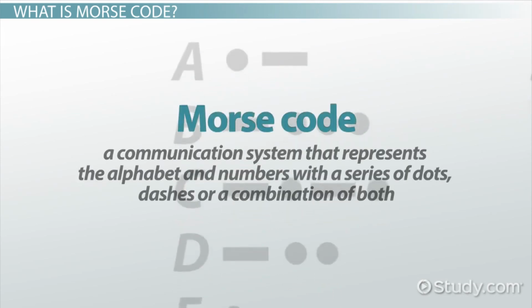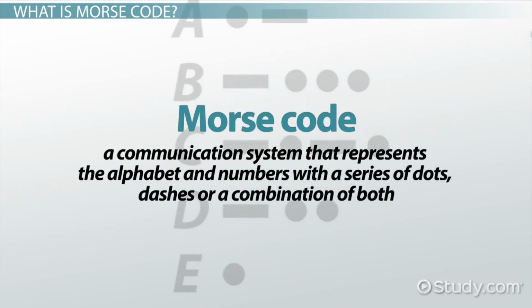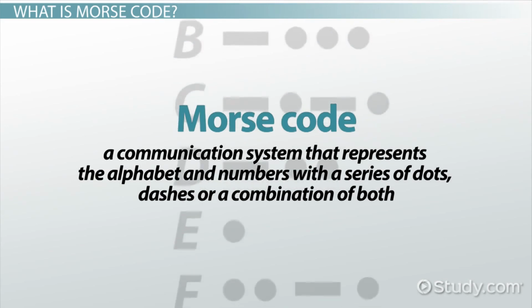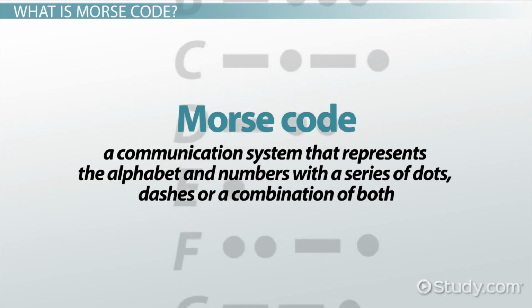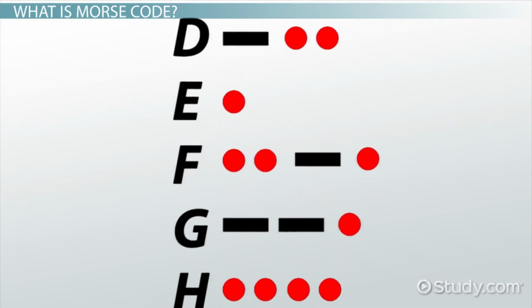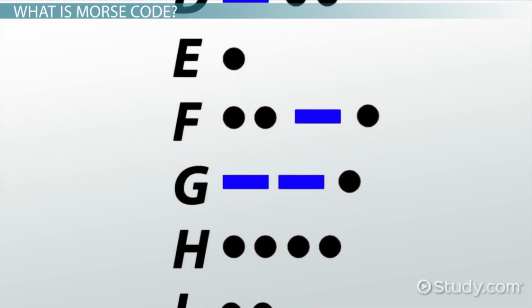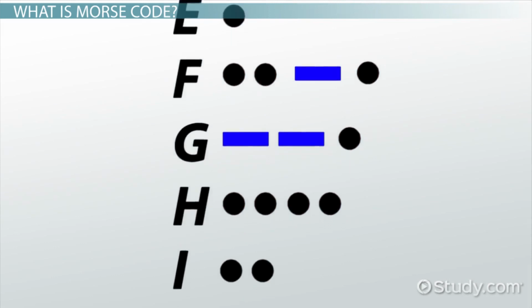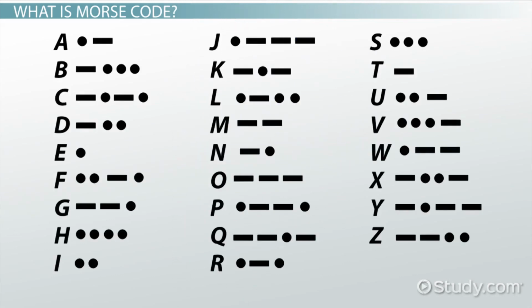Morse code is a communication system that represents the alphabet and numbers with a series of dots, dashes, or a combination of both. The dots are the short sounds and are also known as dits. The dashes are the long sounds and are also known as das. Because you can also tap out the dots and dashes, Morse code can be both seen and heard.